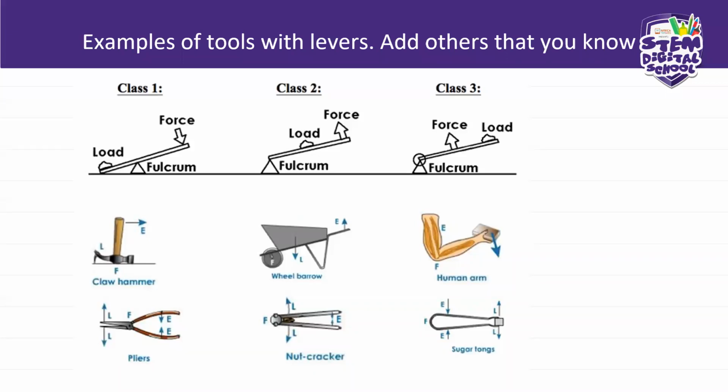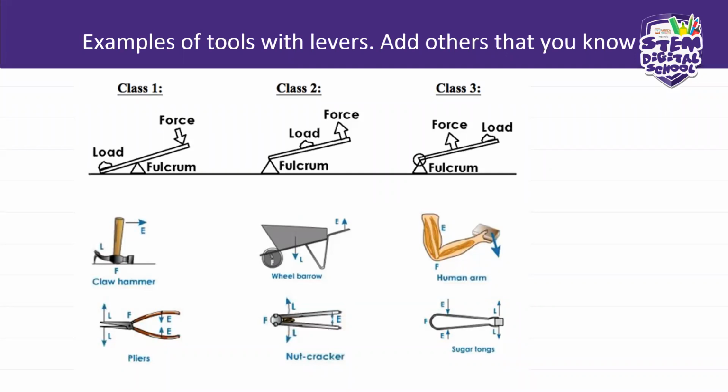Now, as you can see, class 1, the examples that are given there is a hammer, a claw hammer. Now, in this regard, the claw hammer, because it's pulling with its claws there, it's pulling out a nail. So, being used like that, in that position, the claw hammer is a first class lever. Let us look at why we can say that.